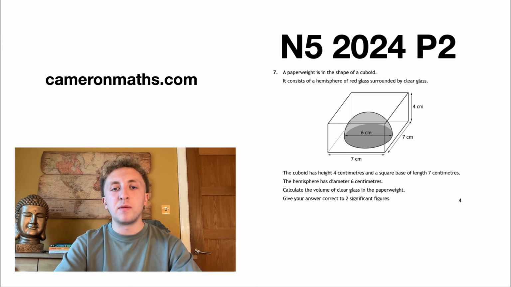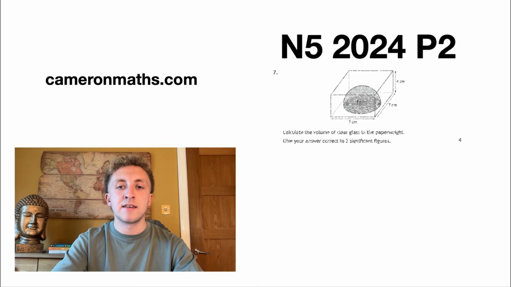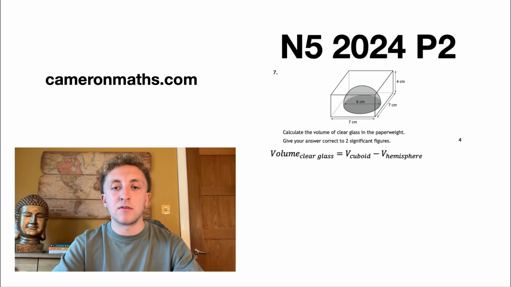In this question here, we've been told about a paperweight in the shape of a cuboid that consists of a hemisphere of red glass surrounded by clear glass. They've given us all the dimensions and asked us to work out the volume of clear glass. So we know that that's going to be the volume of the whole cuboid minus the hemisphere in the middle.